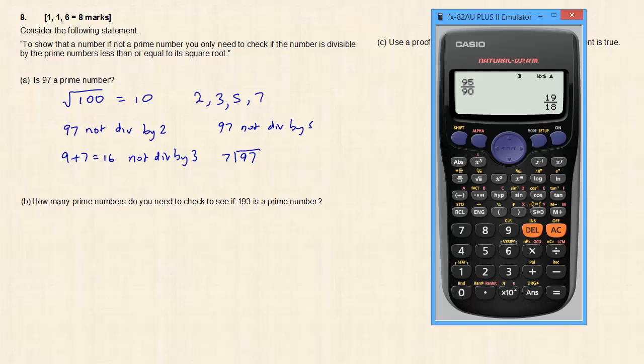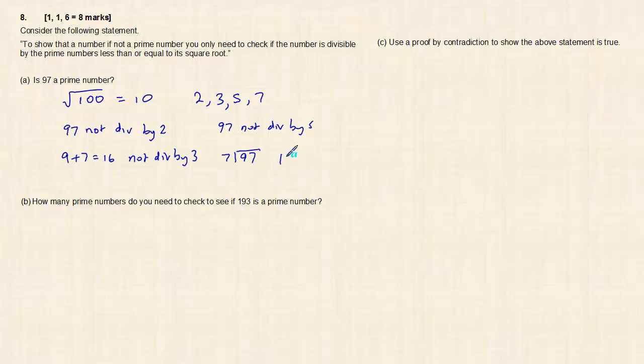Now we have a calculator available, so 97 divided by 7 is going to be 13.85 and so on. So it's not divisible by 7, and therefore it is a prime number.